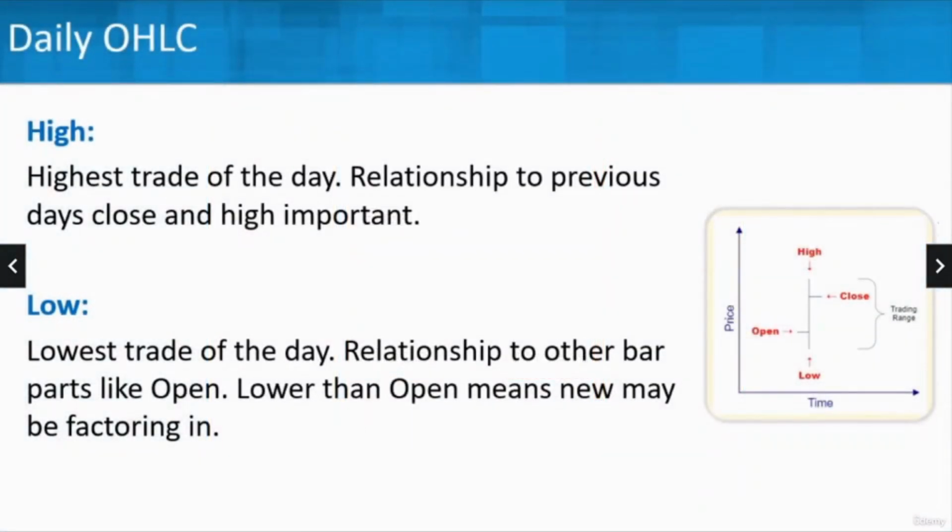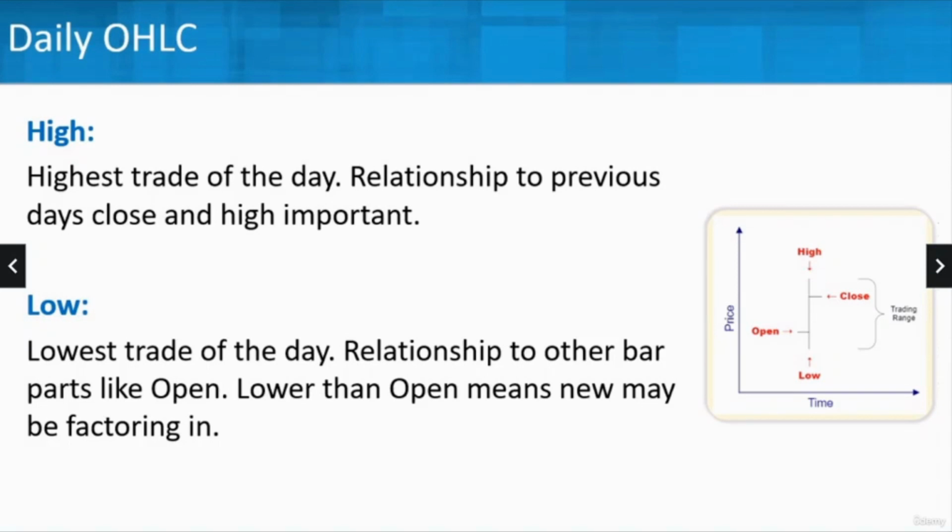Now, the daily open, high, low, close, you also want to consider that high and the low too. What was the highest trade of the day? What was the highest price of that trade, in effect? And the relationship to the previous day's close and high is important as well when you're looking at a series of prices over, let's say, a chart. Same thing, the low is the lowest trade of the day. And you're looking at that relationship to other bar parts like the opening in particular, or a lower open may mean that they may be factoring in new stuff, or trending lower.